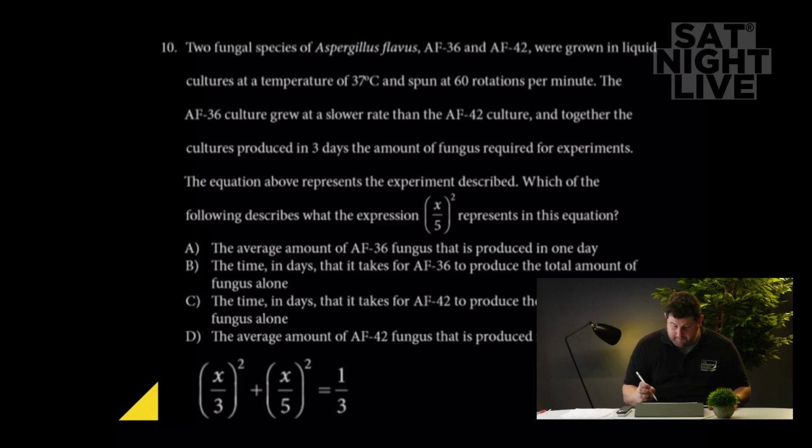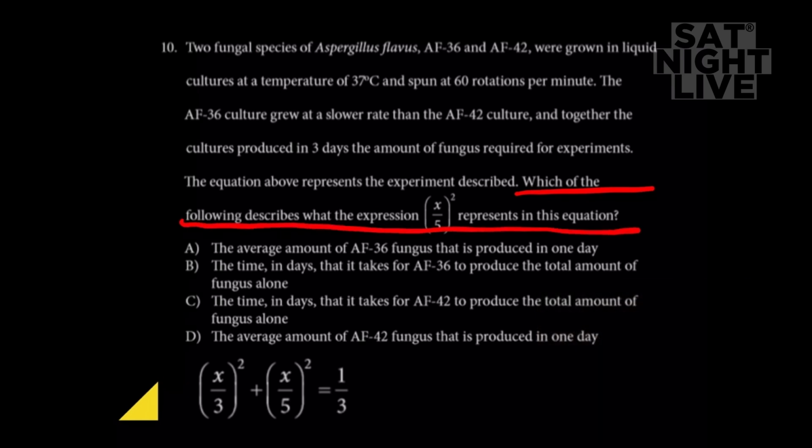The first place your pencil could really help you is if you jump to the end of the question and underline it. Which of the following describes what the expression x over 5 squared represents? It's almost like before I get wrapped up in the nonsense going on in this equation, I just want to know the end game. What does x over 5 squared represent?